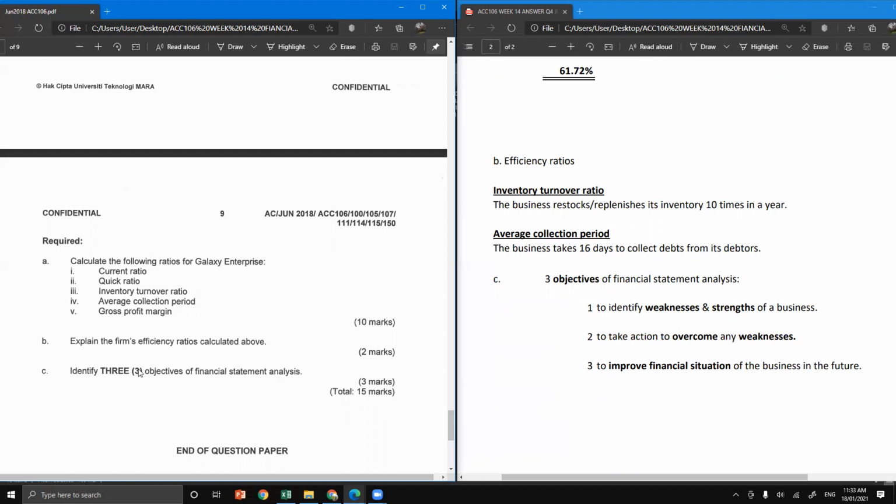And for the last question, C, identify three objectives of financial statement analysis. The three objectives are: number one, to identify weaknesses and strengths of a business. Number two, to take action on how to overcome any weaknesses. And number three, to improve the financial situation of the business in the future. So that's all for the discussion on question 4 from June 2018.